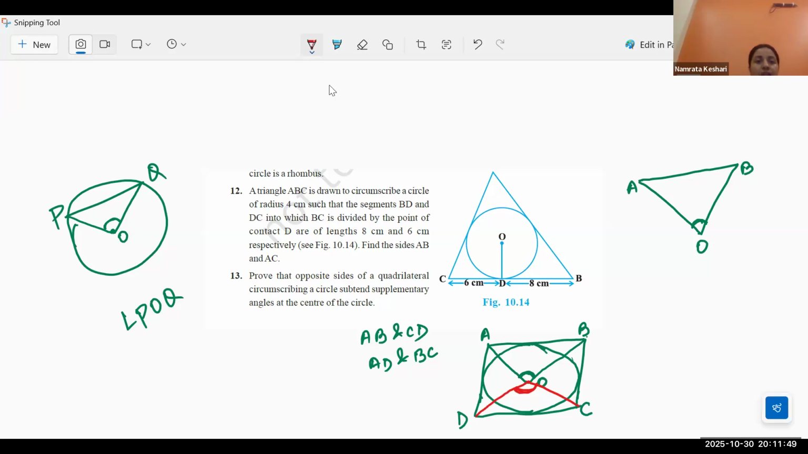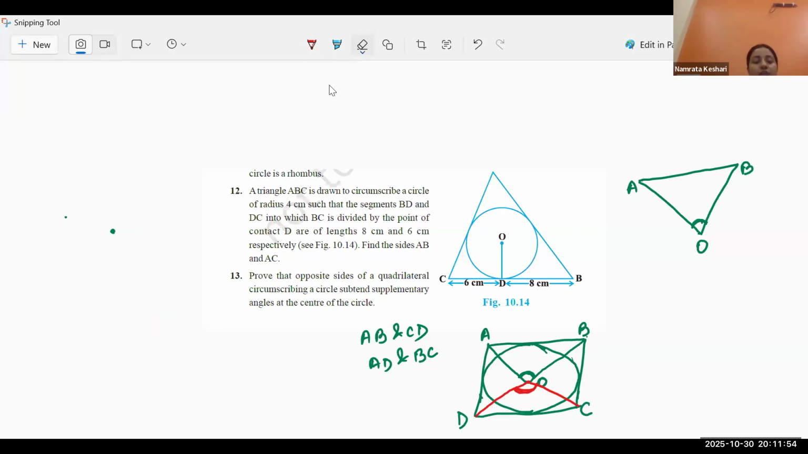Yes, ma'am. Okay, so in this question, first of all, it says that prove that opposite side of a quadrilateral. Then it started giving the declaration about the quadrilateral, that you are having such a quadrilateral which is circumscribing a circle. Now it is repeating what exactly is happening over here. So you have to only read this part, that prove that opposite side of a quadrilateral subtend supplementary angle at the center of the circle.